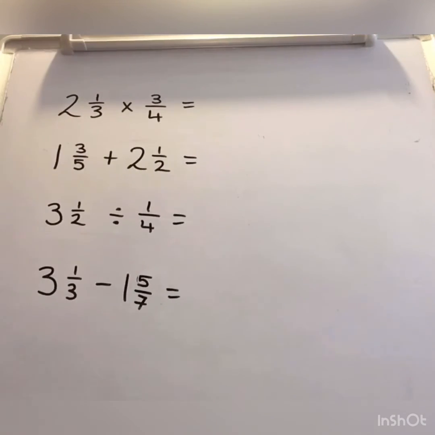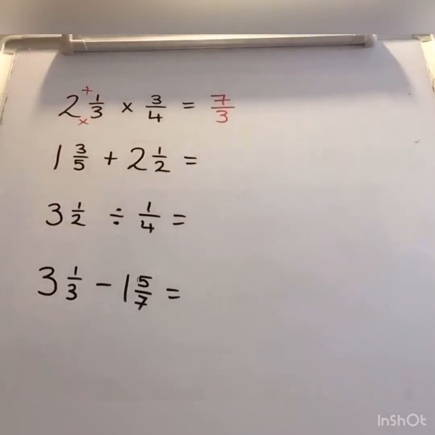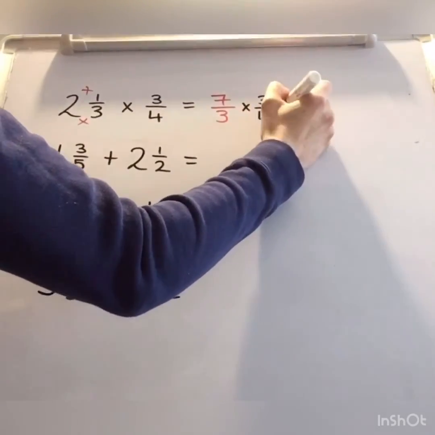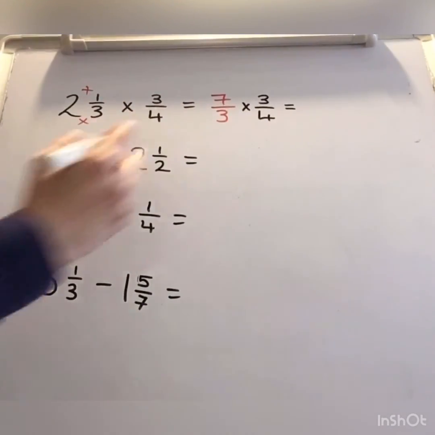So if you have something with a mixed number, in order for us to do a sum with the mixed number and the fraction, you're going to need to change it into an improper fraction. So what we'll do first is we'll change 2 1/3 into an improper fraction. So 2 times 3 is 6, add the 1 is 7. So this here becomes 7 over 3. And then we'll keep the second one the same, times by 3/4.